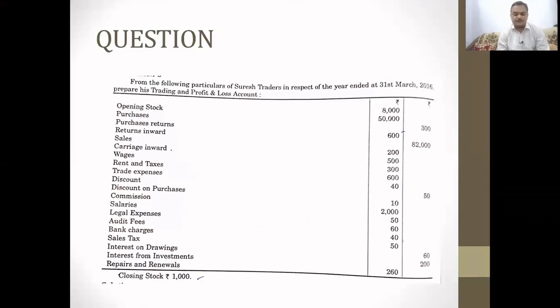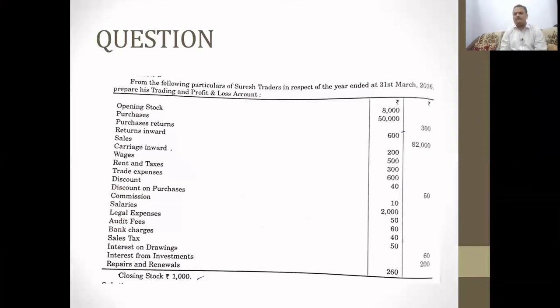Opening stock 8,000, purchases 50,000, purchase return 300, return inward 600, sales 82,000, carriage inward 200, wages 500, rent and rates 300, trade expenses, discount on purchase, commission, salary, legal expenses, audit fees, bank charges, sales tax, interest on drawings, interest on investment, repairs and renewals, etc. So this is the whole question of the profit and loss account and trading account, and the closing stock is shown outside of the trial balance.